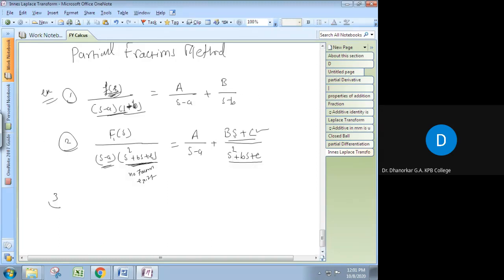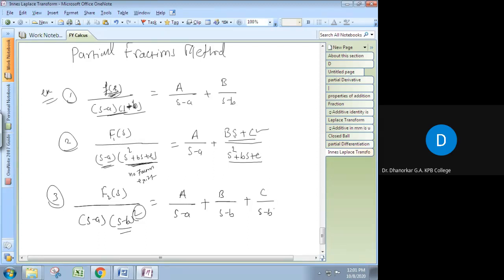Again, the third case is there. Suppose this is my function f2 of s divided by (s minus a) into (s minus b) whole square. Then how to write the factors for this? A divided by s minus a plus, now here the factors exist but repeated two times, therefore b divided by s minus b plus c divided by (s minus b) whole square. In this way, we can write the factors.